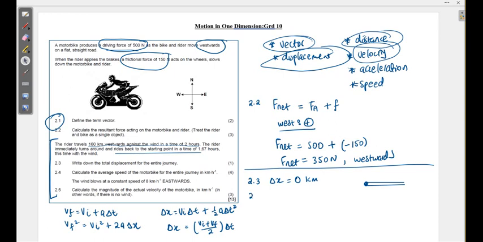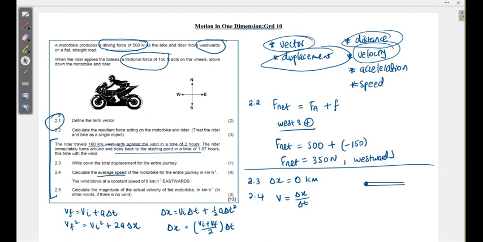Okay. Great. And then calculate the average speed of the motorbike for the entire journey in kilometers per hour. The average speed of the motorbike for the entire journey. Now, the key word there is speed, okay? Calculating average speed, remember that we use the formula v is equal to change in x over change in time.